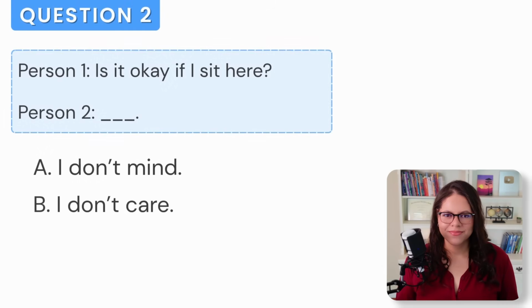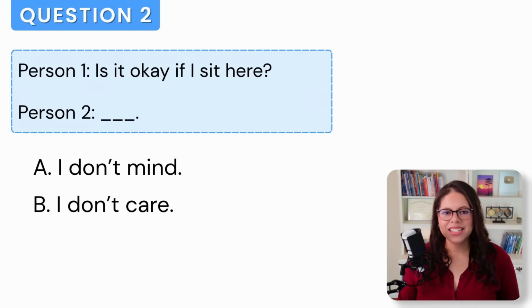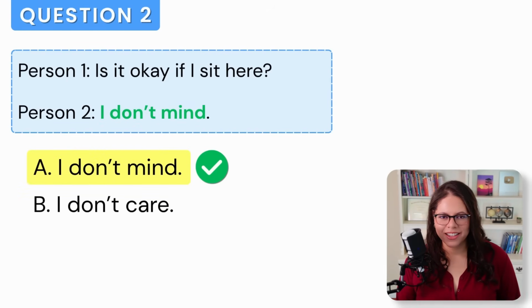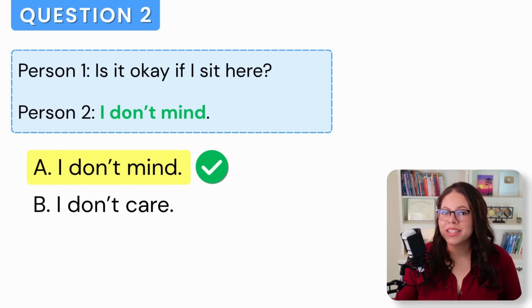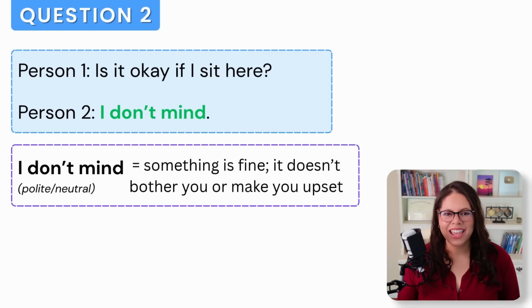Question 2. Is it okay if I sit here? The answer is A. I don't mind. I want to focus on these two expressions, I don't care and I don't mind. They're both really common in everyday speaking, but I want you to be careful here. I don't mind is much more polite and neutral. It means that something is fine. It doesn't bother you or make you upset.